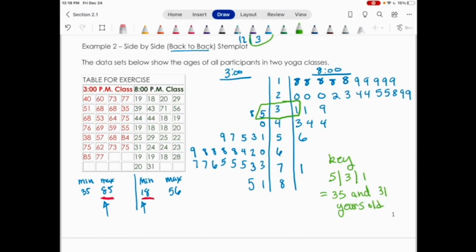So that is how you make a side-by-side stem plot. You're basically just doing two back-to-back where it's sharing the stems. The only thing you have to be careful of is to make sure that when you're doing the left side of the stem plot, you remember that the numbers closest to the stem should be the lower numbers as you work out. How about circle graphs?